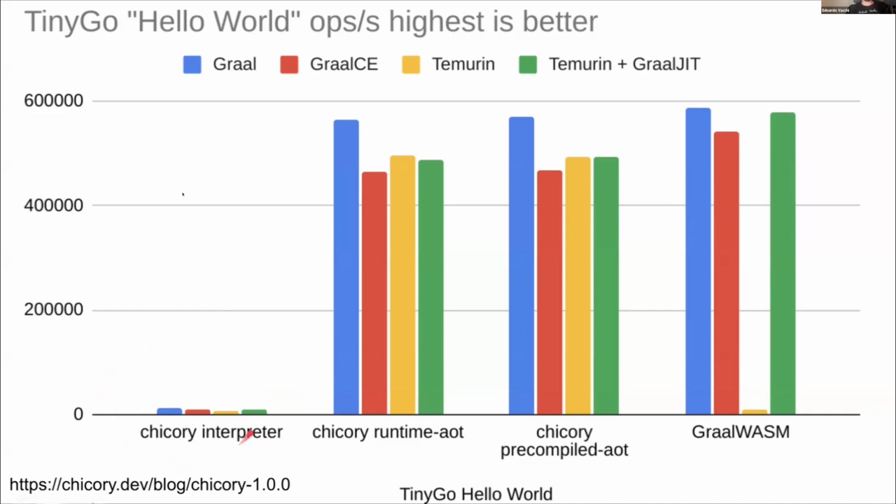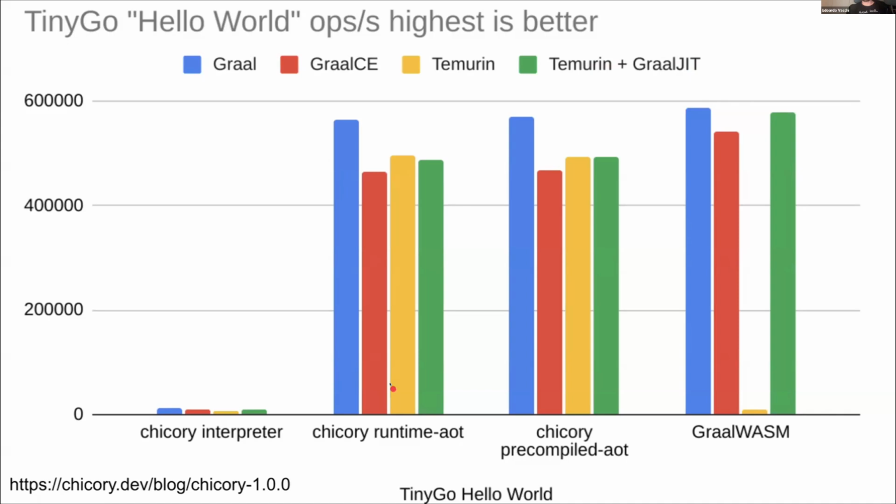So the Chicory interpreter, when running on Graal, the commercial version of Graal, the community version of Graal, the open source version, or Temurin, which is essentially OpenJDK compiled and validated by the community process, and Temurin using GraalJIT, which is a special... It's still Temurin, and it's bringing GraalJIT through some fancy magic commands and incantations. So the Chicory interpreter is very slow. This is running a tiny Go hello world. It's kind of slow, and that's not a surprise.